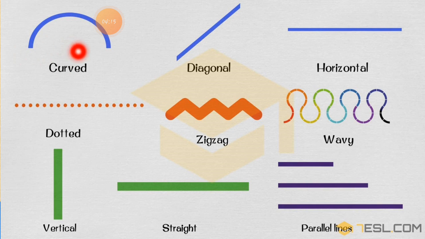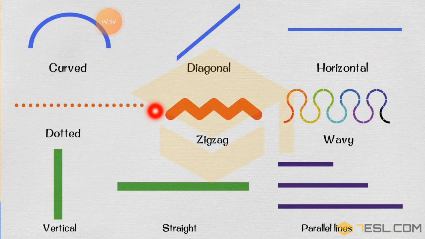So this line, as I told you in the previous worksheet, is the curved line. There is no other name for this line. Then the slanting line, and the another name of this line is a diagonal line. Here you can see the purple diagonal line. Then the next one is the horizontal line. Horizontal means a sleeping line.